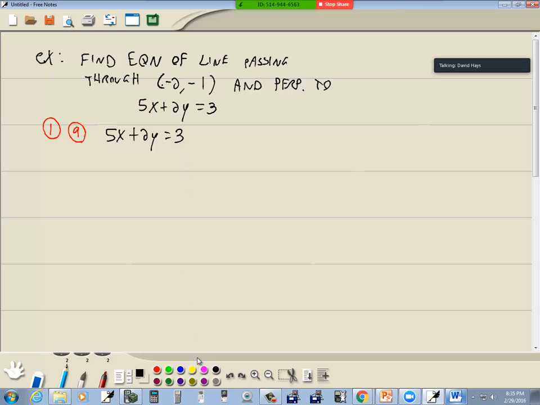Now slope-intercept form means we need to solve for y, so we need to get y by itself. Now I've shown the steps earlier, so this one I'll just take the 5x to the right side. Anytime you take anything across your equals, the sign changes, so the positive 5x becomes a negative 5x. And then we'll divide everything by 2. And that'll give us y is equal to negative 5/2 x plus 3/2.